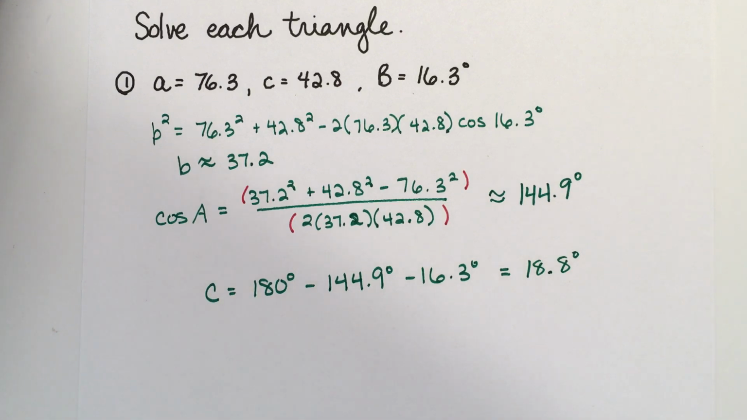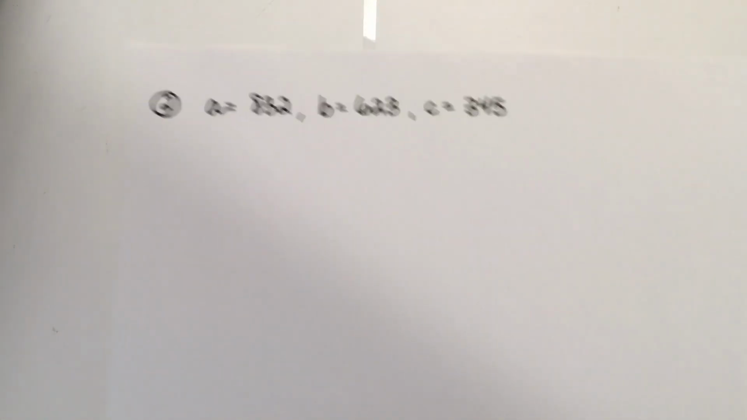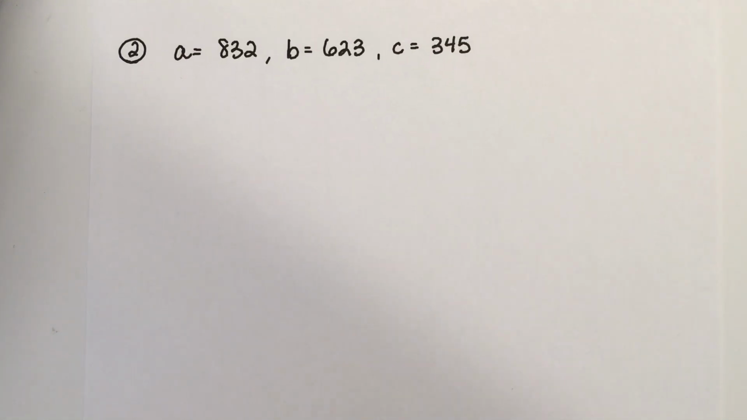Okay, so that would be another example. Like I said, I didn't draw it, but this was a side angle side situation. Okay, now let's look at a side, side, side. But again, this time we're going to find all missing parts, which this time are all three angles. It does not matter which angle you find first. So we'll just start with angle A, and we'll just go in alphabetical order.